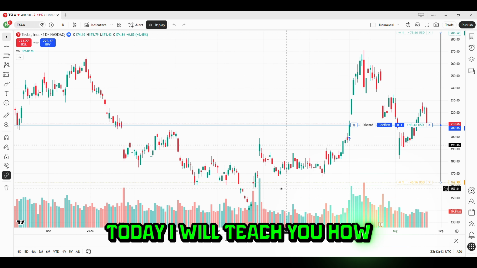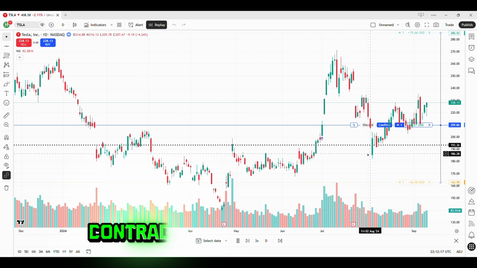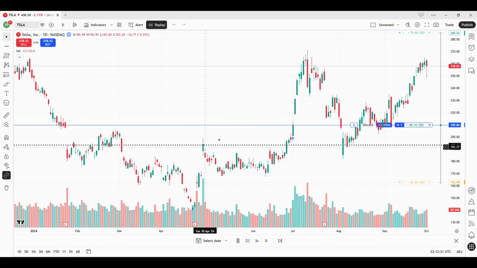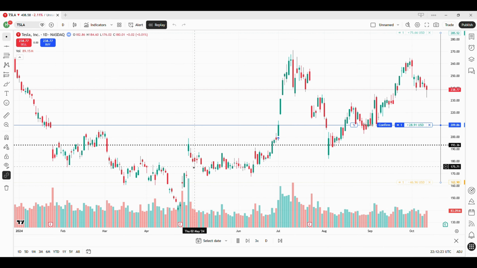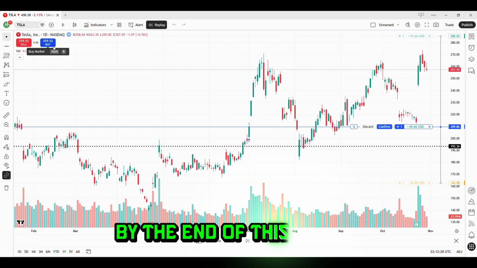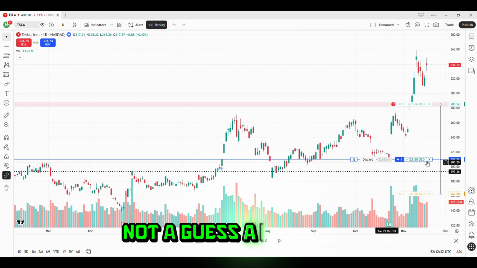Today, I will teach you how to identify, validate, and trade the volatility contraction pattern properly so you stop chasing random breakout candles and start executing structured, high-probability setups with defined risk. By the end of this lesson, you will have a repeatable checklist, not a guess, a checklist.